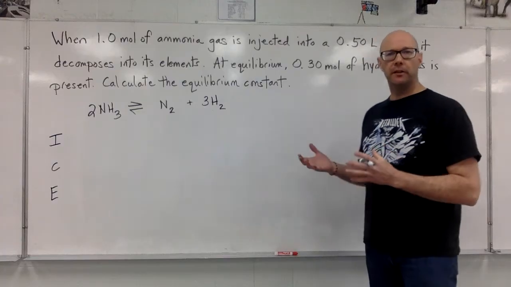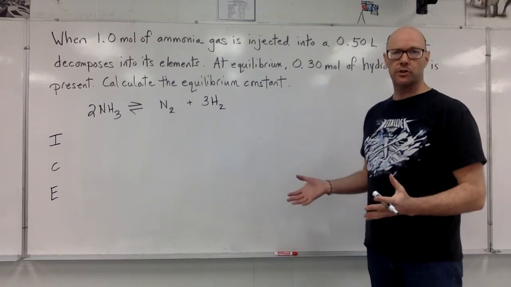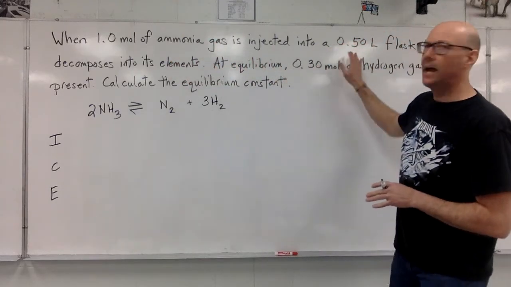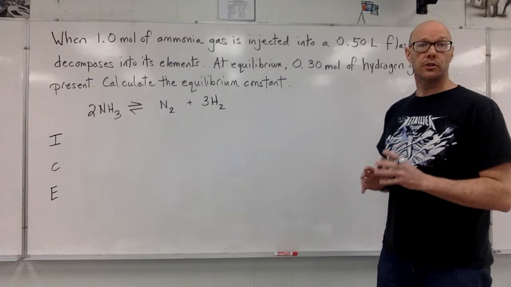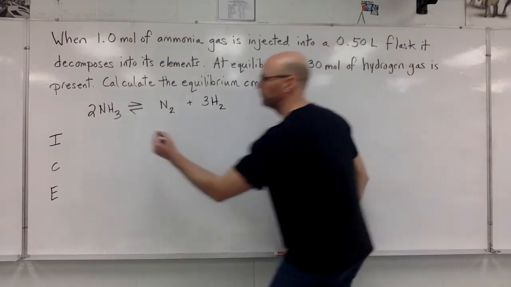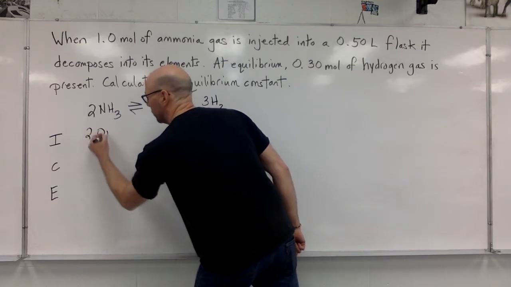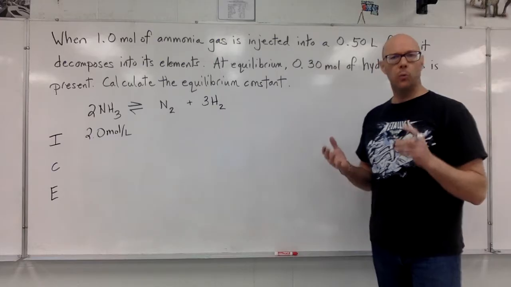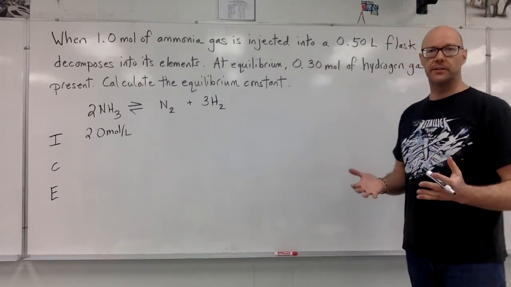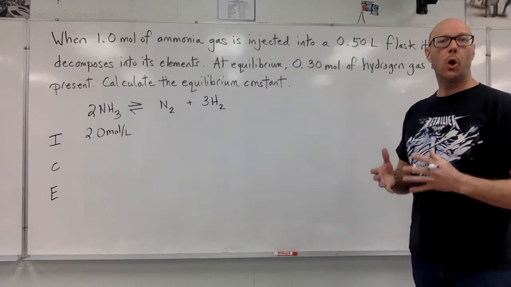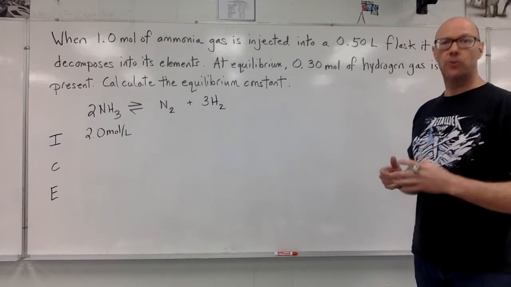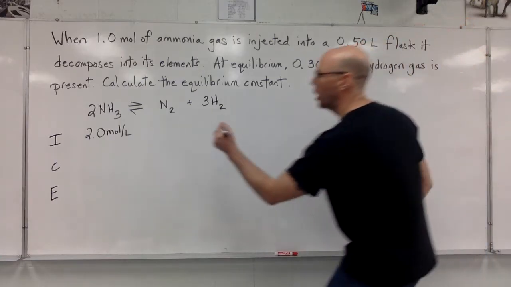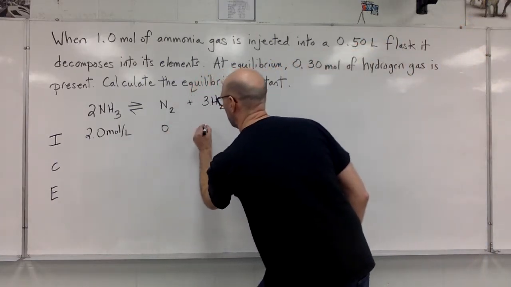The values that I'm going to fill out the icebox with are molar concentrations. Here we have to be conscious. We have 1 mole of ammonia in a half a liter flask. So the concentration is 2 moles per liter. 2.0 moles per liter. That's the only set of numbers in the first sentence. We initially only had reactant. So the concentration of the nitrogen and the hydrogen here in the I line of the icebox are both going to be 0.